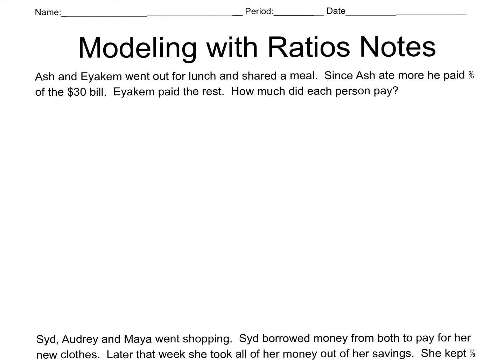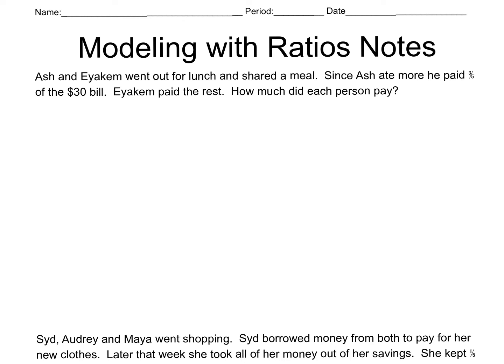All right, welcome. Today we are looking at how we can use bar models to solve ratio problems. You don't necessarily have to use a bar model, but I just want to show and highlight how we can use these bar models or tape diagrams to help show our thinking and make it visual as we reason through some of these problems.